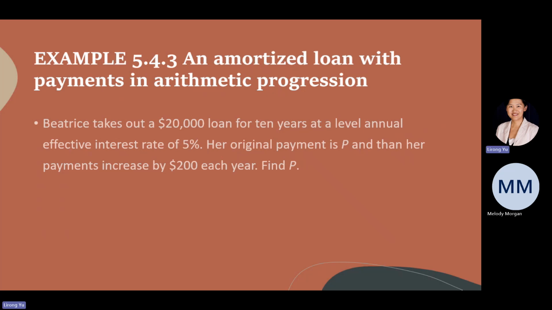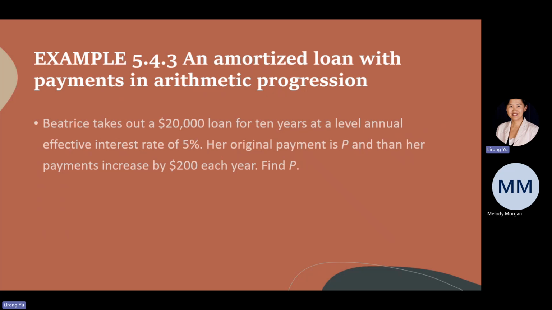We take out a 20,000 loan for 10 years at a level annual effective interest rate. So the interest rates, suppose, are not changing. Starting here, we have a sense that maybe the interest rates are changing sometimes, and that will cause a little bit of complexity in how we calculate the value or the balance. Her original payment is P, and then her payment increases by 200 each year. We want to find the P.